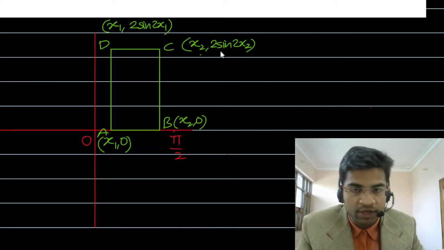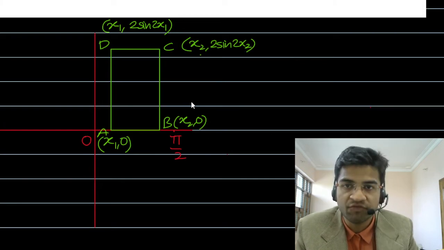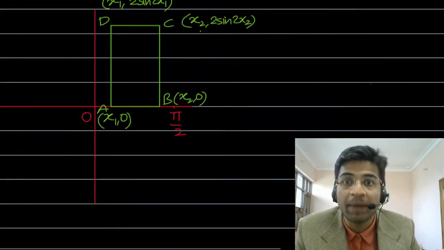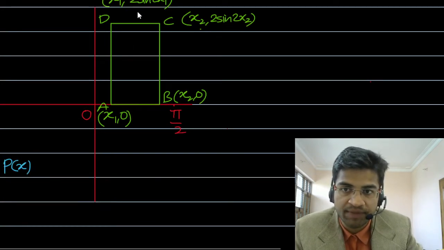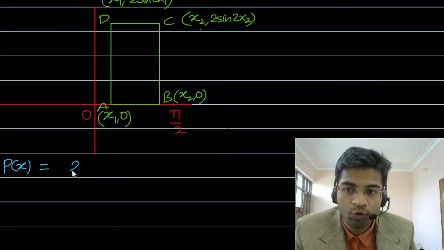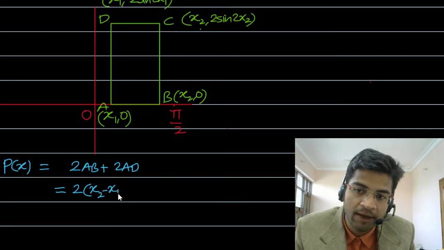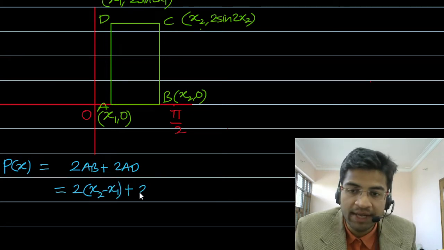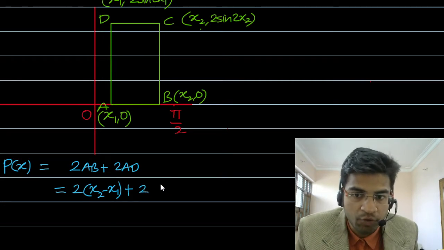Now, what to do further? First of all, we have to figure out a relation between x1 and x2. And why so? Because the expression for perimeter, let us say perimeter as a function of x, P(x), is 2AB plus 2AD. Now 2AB is 2 into (x2 minus x1), and the length of AD is 2 sine 2x1, so 2AD is 2 into 2 sine 2x1.